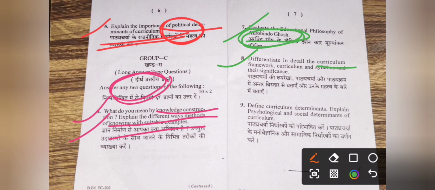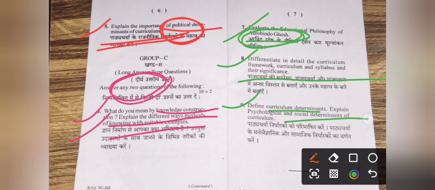Now moving toward question number 8, differentiate in detail the curriculum framework, curriculum and syllabus and their significance. So basically there are 4 terms in the question, and you have to describe all the terms. First you have to define curriculum framework, that is related to curriculum construction, how it is constructed, how the curriculum works. Later you have to explain curriculum and syllabus and their significance in relevance to school.